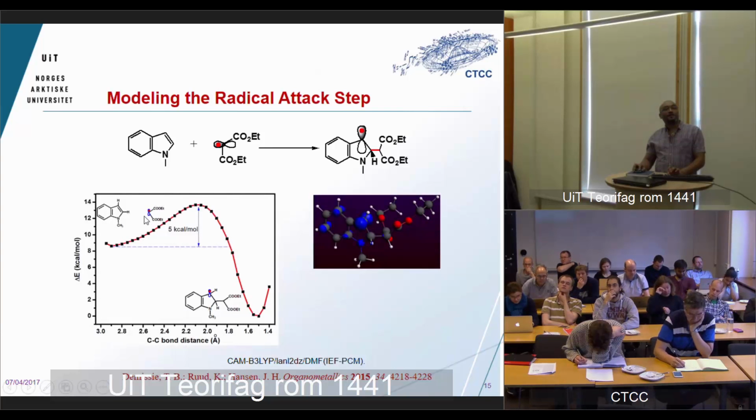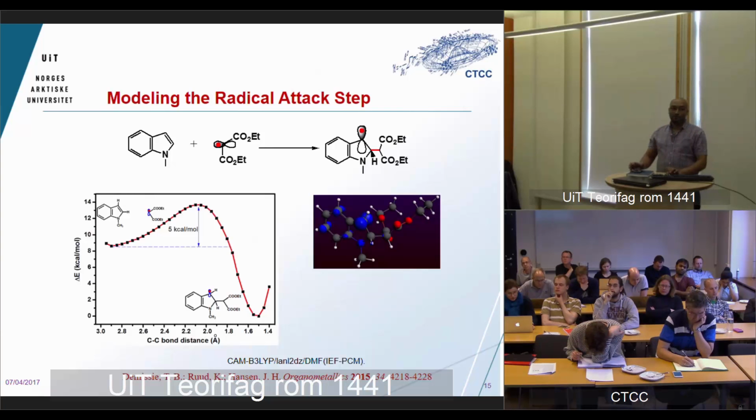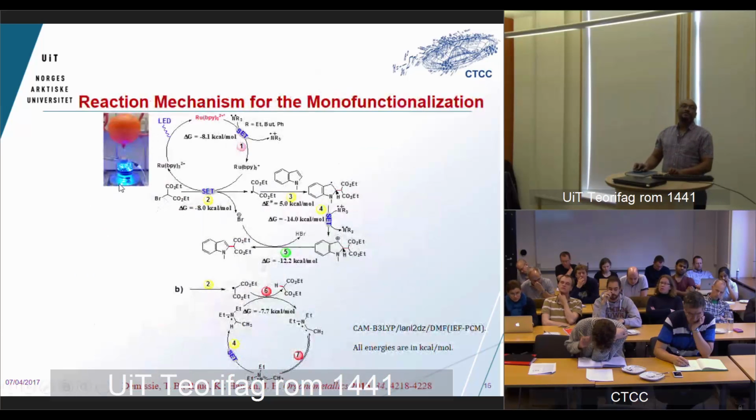So the malonyl radical is attacking this carbon atom, and it proceeds to a transition state with a very low energy barrier, 5 kilocalories per mole, and then generates this radical intermediate product. After some steps, it can proceed to the formation of the final malonated product. Using this PES calculation and other related calculations, we proposed the reaction mechanism for this reaction.